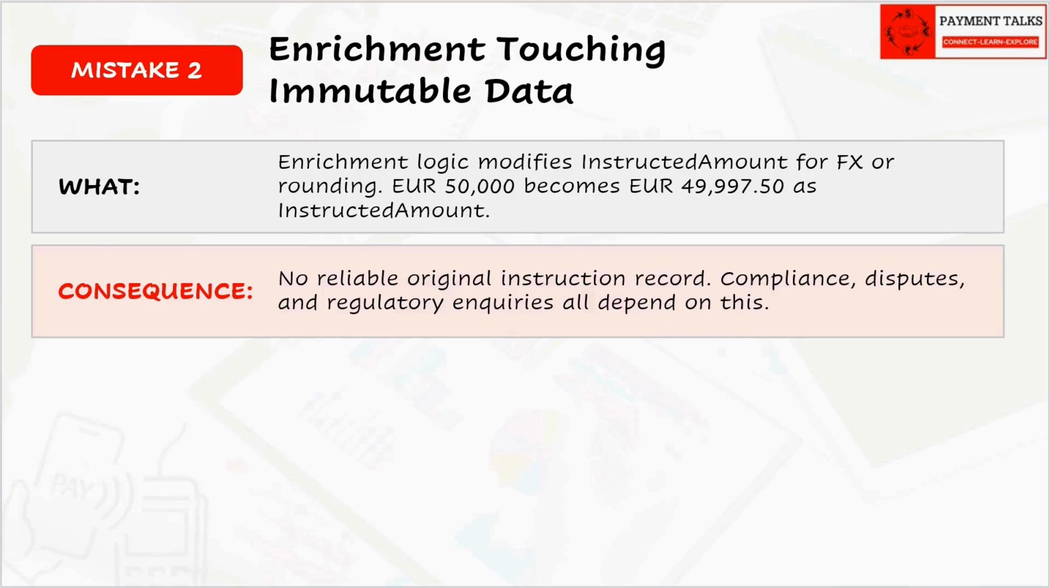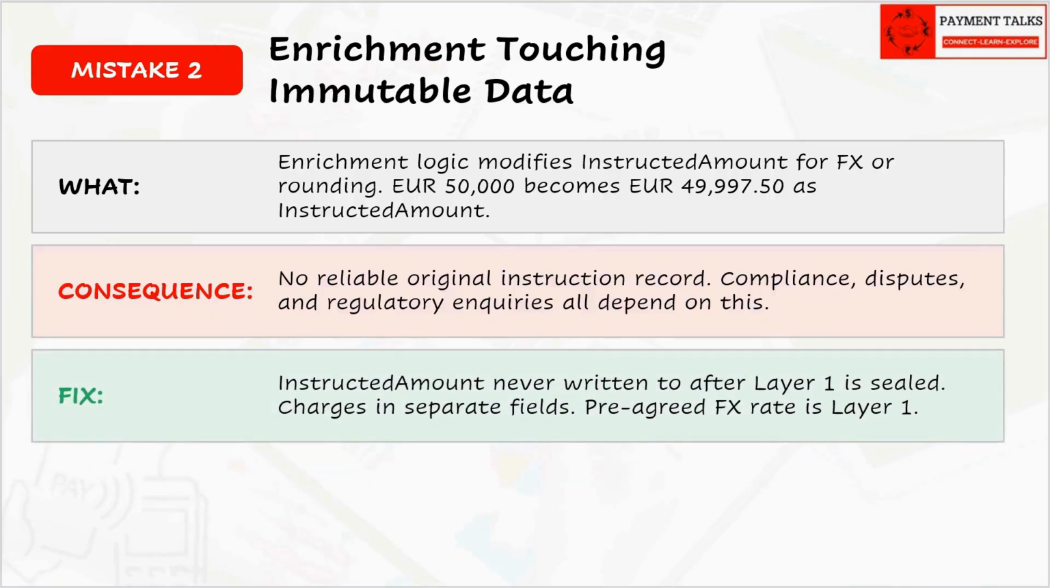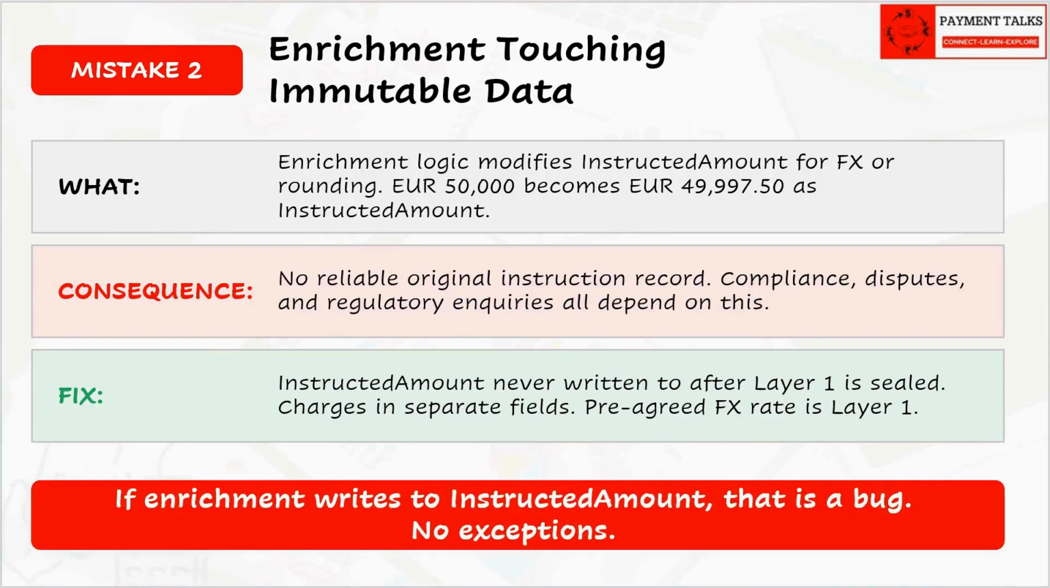The fix? Instructed amount is never returned to after layer 1 is sealed. If FX has been applied, the result goes into interbank settlement amount. If charges have been applied, they go into separate charge fields. The pre-agreed FX rate was captured in layer 1 because the customer decided it. That is the rate Claudia agreed to. Do not touch instructed amount.